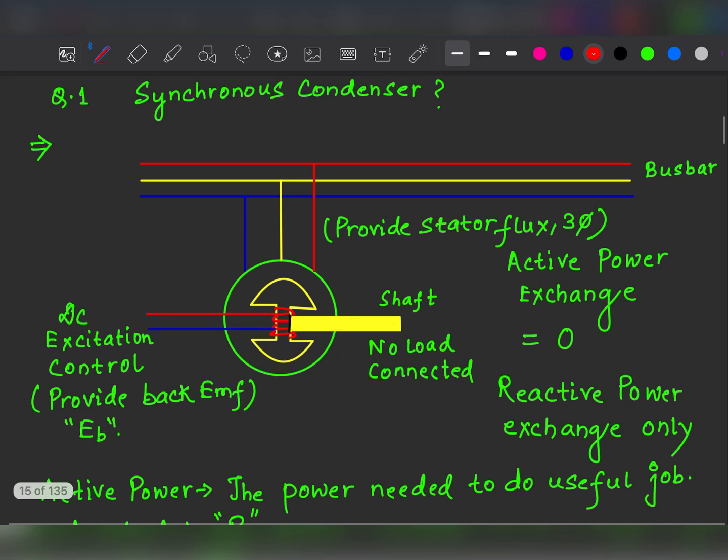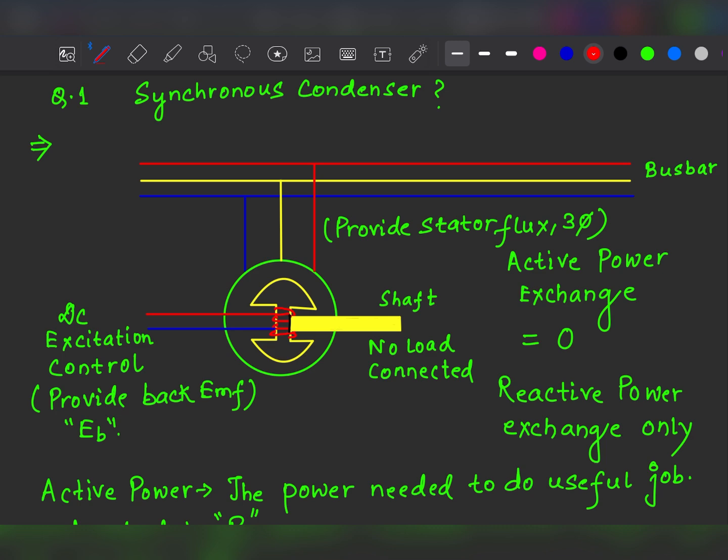So guys, what is synchronous condenser? A synchronous condenser is basically used for improving the power factor. I already explained in the first part of my electrical lecture what is power factor, what is active power, what is reactive power. Everything I explained in my first part video. So if you have not watched my first part video, please watch. Otherwise I will explain here also a little bit for better understanding.